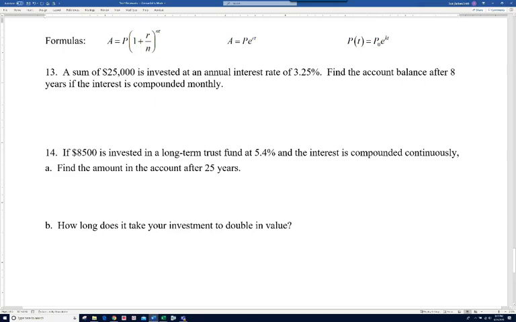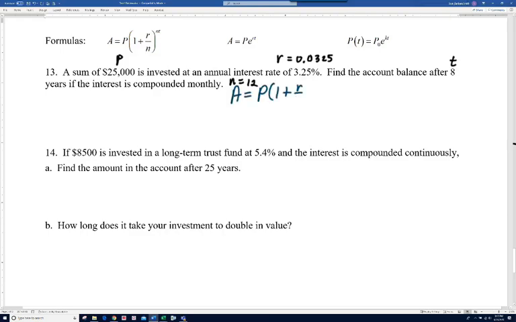Now, because our interest is compounded monthly, we're going to be using this first equation here, and n is equal to 12, because we're applying interest to the account 12 times a year, every month. The 25,000 is our starting amount, which we call P. And of course our interest rate, in this case we move the decimal 2 places to the left and write it as a decimal. It's 0.0325. And of course 8 is our time because it's 8 years.